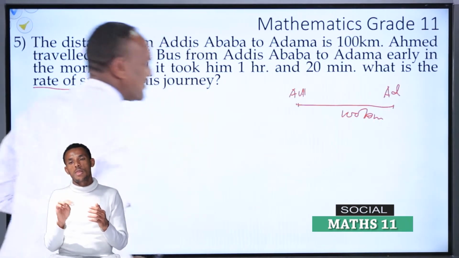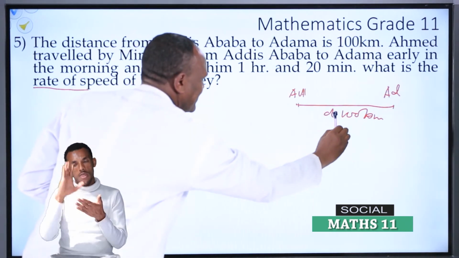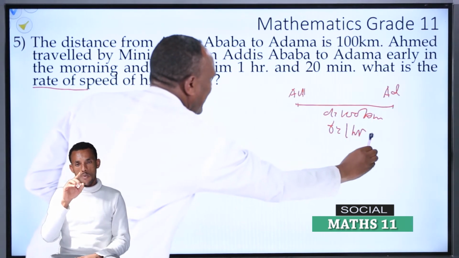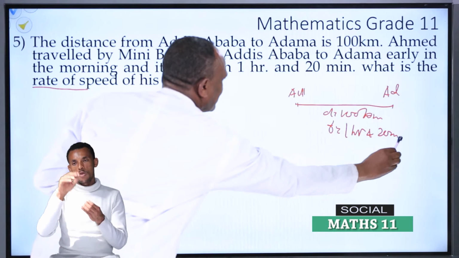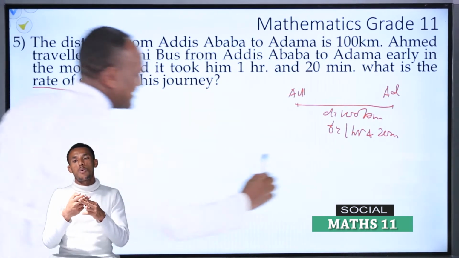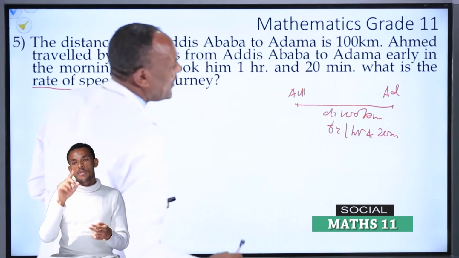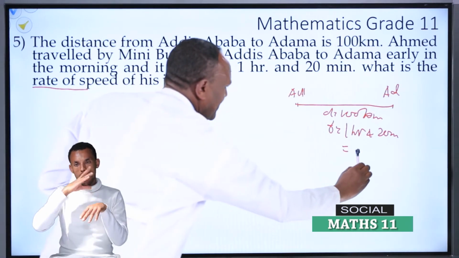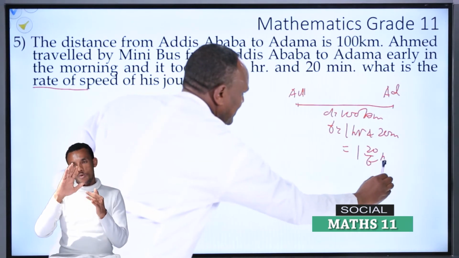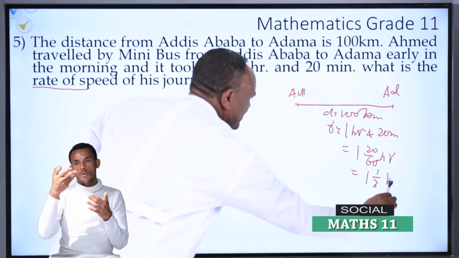Distance was measured in terms of kilometers. When he is using the minibus, this is the distance. The time taken t is equal to 1 hour and 20 minutes. So we have different units. This is what you call rate. So the distance was 100 kilometers. Time taken is 1 hour and 20 minutes, which means 20 minutes is 20 over 60. This gives a value of 1 and 1/3 hours.